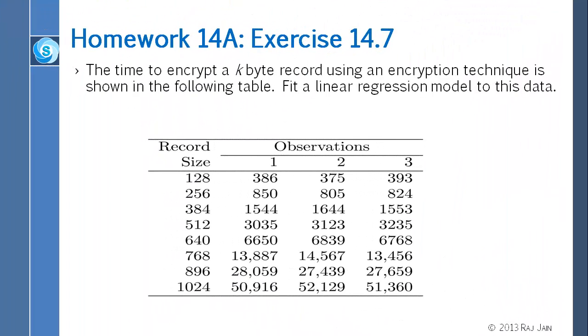So let's take this as homework again. Anyway, this is an exercise which simply says that you have time to encrypt a k byte record. So if the record size is 128, you have these 3 observations. If it is 256, there are 3 observations. So total you have 1, 2, 3, 4, 5, 6, 7, 8, 24 observations.